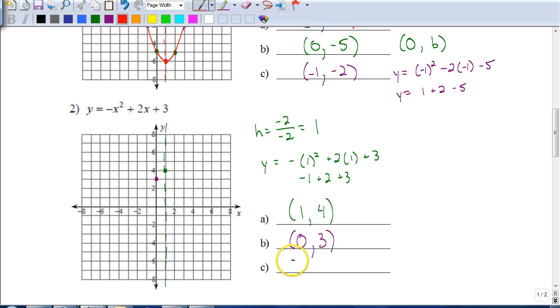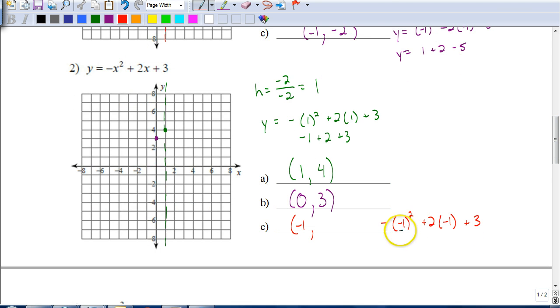So I'm going to pick another point for x, like -1. So when I put -1 in there, it's going to be the opposite of -1 squared, plus 2 times -1, plus 3. -1, when you square it, that's a positive 1. Make that a negative. So that would be a -1. And we can say 2 times -1 is -2, plus 3. Well, -1 plus -2 is -3. And -3 plus 3 is 0. So I have the point (-1, 0).